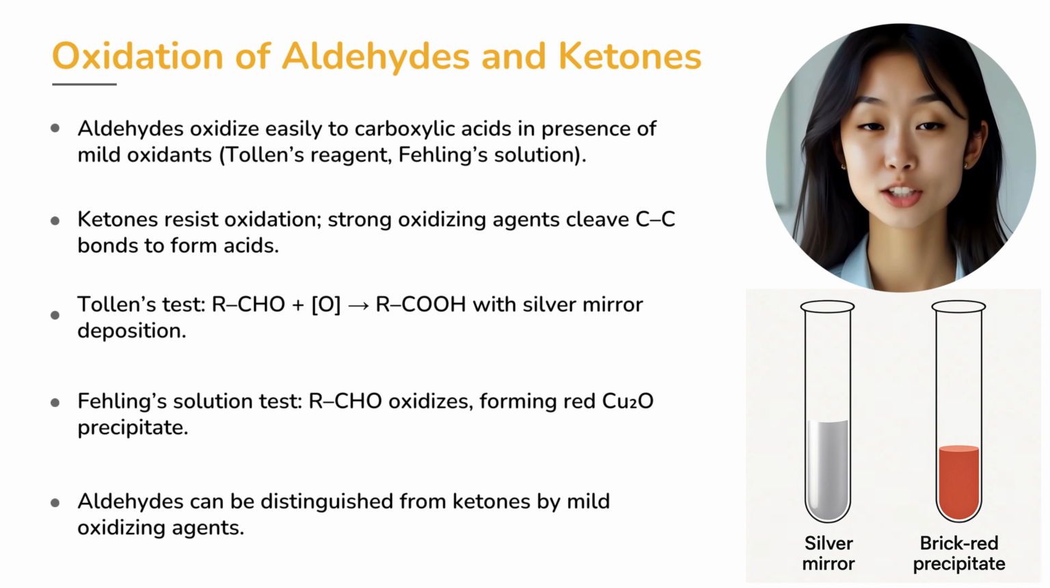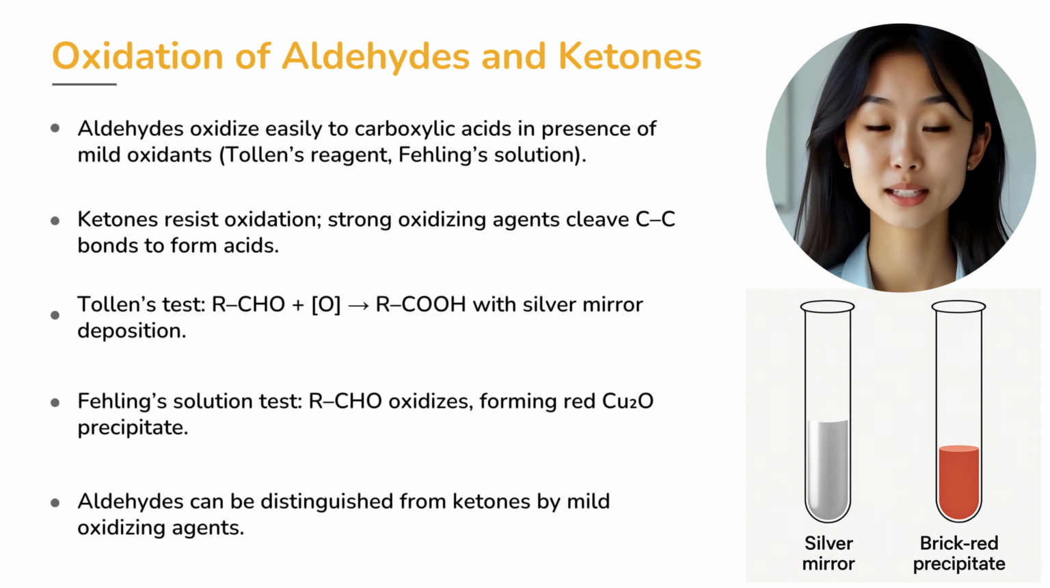With Tollens reagent, an aldehyde is oxidized to an acid and a beautiful silver mirror is deposited on the inner surface of the test tube. With Fehling's solution, the aldehyde reduces copper-2 ions to a brick-red precipitate of copper-1 oxide. Ketones, however, resist such mild oxidations and require strong oxidants that often cleave the carbon chain completely. This difference is a key diagnostic tool in organic chemistry labs.